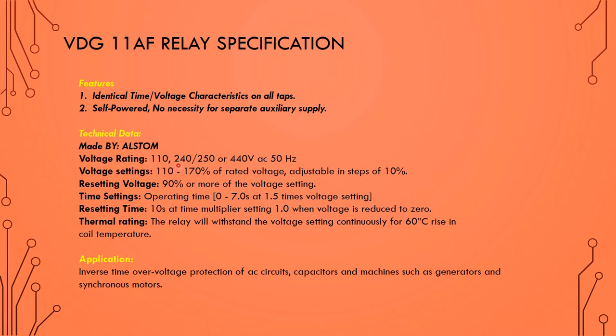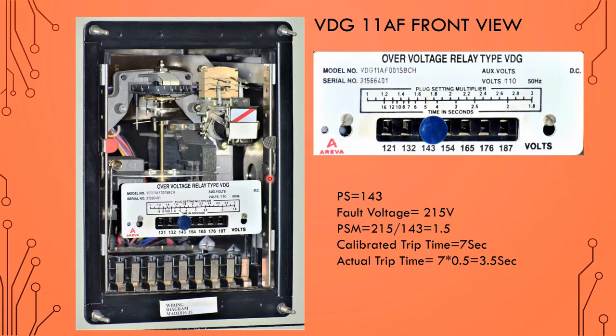And if you look at the voltage rating, the 110 volt rating is available, the 240 or 250 volt rating is also available, and the 450 volt rating is also available. But the relay which we have is the 110 volt rated relay. Then the voltage setting is 110 to 170% of the rated voltage. If you look here, you can see these are the clock settings, and the voltage setting 121 is 110% of the rated voltage, that means 110 plus 10% will be 121.